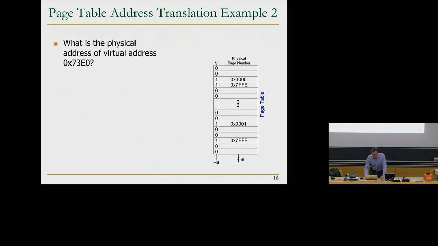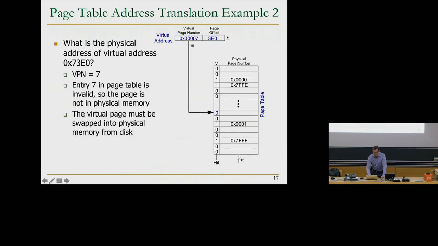Okay. So let's take a look at another example. Now we're looking for 0x73E0. So we basically need to do the same thing. Locate the page table entry corresponding to this virtual page number for this address, and then see what happens. So in this case, the virtual page number is 7, because the bottom 12 bits are essentially the page offset. And we look at entry 7, which is the 7th entry from the bottom. And we do all of the calculations.